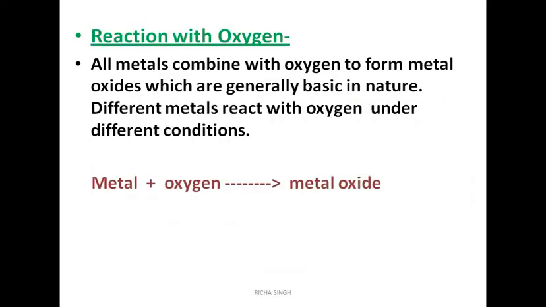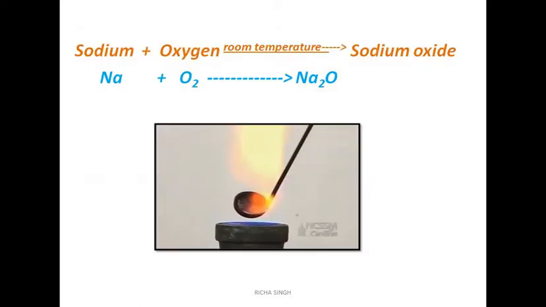All metals generally combine with oxygen to form metal oxide, which is basic in nature. This I'll be telling you in later part of the slides, that whenever a metal reacts with oxygen, it forms metal oxide. Let's take some of the examples. For example, sodium reacting with oxygen at the room temperature only, and it is forming sodium oxide.